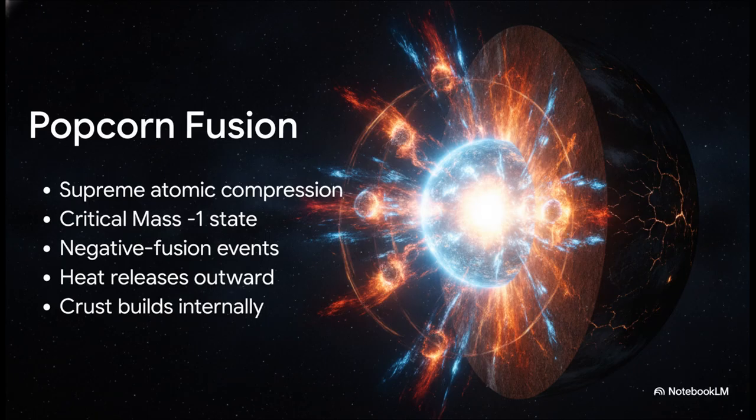It's a really fascinating process where intense inward curvature pressure from the Earth's negative core forces atoms to literally implode. Under supreme compression, atoms are pushed way past their stability limit into a critical mass -1 state. They actually collapse down a structural layer, triggering localized negative fusion events. These microscopic implosions release immense heat and pressure that violently popcorn outward. What this means is that the heat of the Earth's core isn't just leftover residue from billions of years ago. It is a highly active engine that is physically building the planet's crust from the inside out, moment by moment.